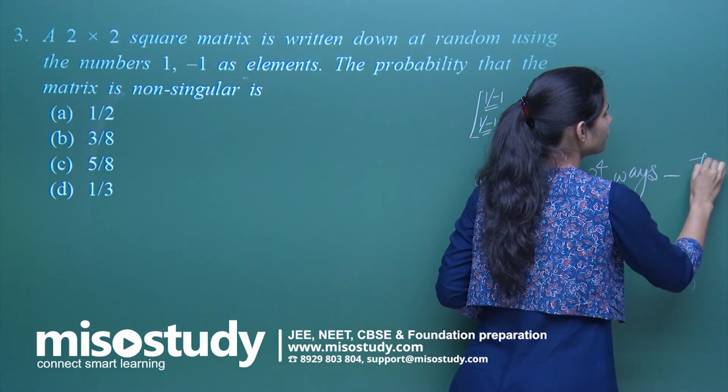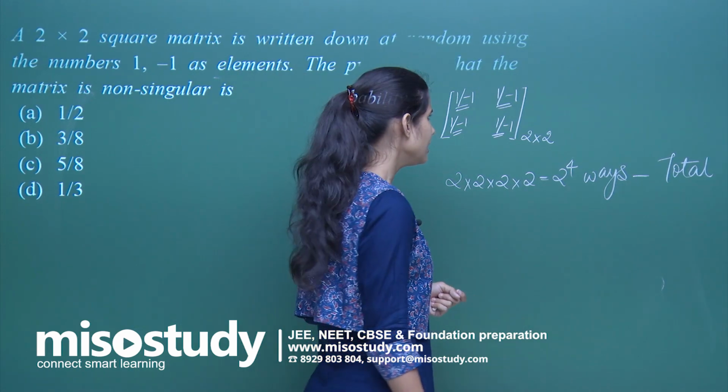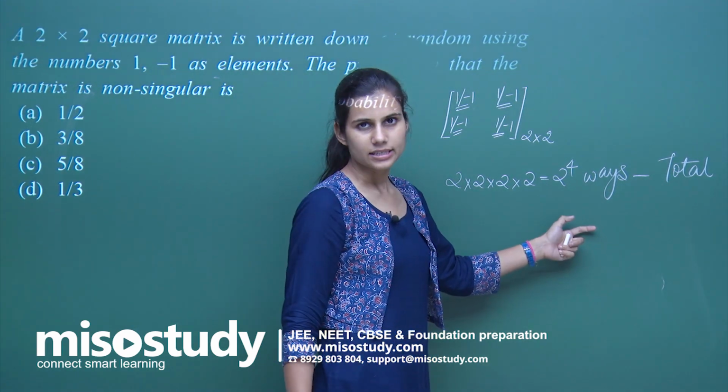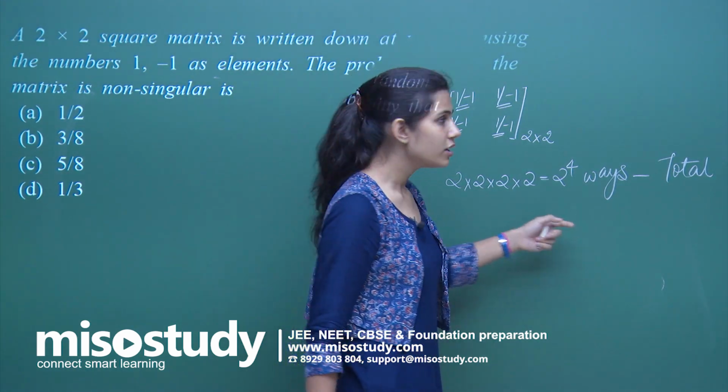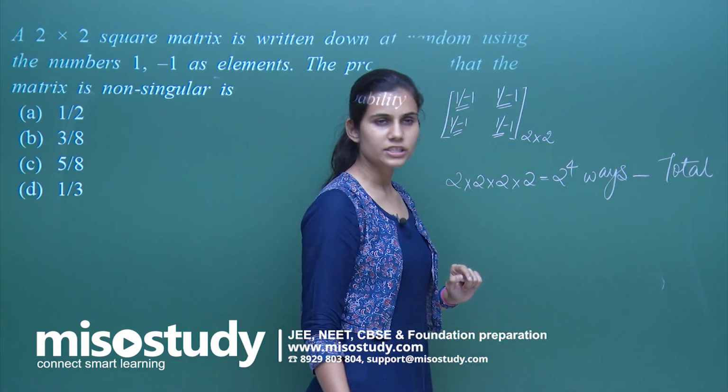This is the total number of ways in which a 2 cross 2 matrix can be formed with the help of the two numbers 1 and -1. Out of all these matrices, which ones are non-singular? Which ones are non-singular? That means the determinant is not equal to 0.